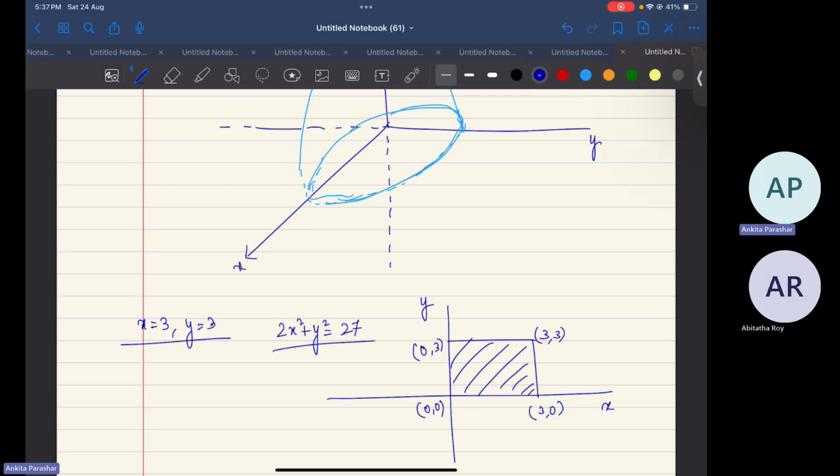And the projection of our surface into the xy plane would be an ellipse. Now, can you tell me how this ellipse and this square are related? How do we draw these two things? And can you tell me which one is contained in the other?